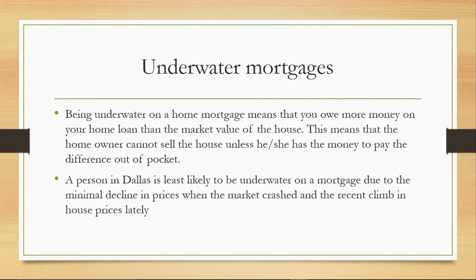So, underwater mortgages. Being underwater on your home mortgage means you owe more money on your home loan than the market value. This means that if you were to sell your house, you would actually lose money. If you want to sell the house, you have to pay the difference out of pocket between the mortgage and what the house actually sells for.